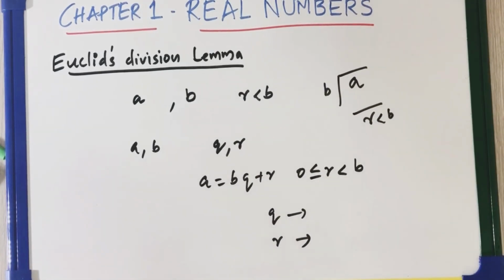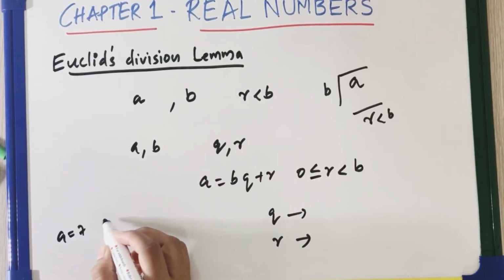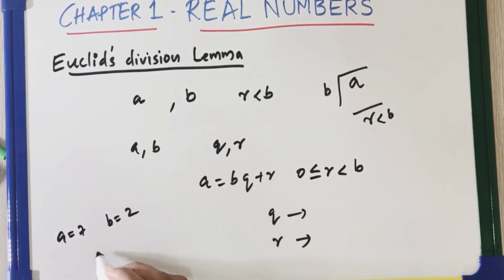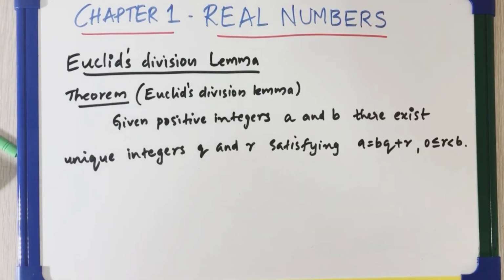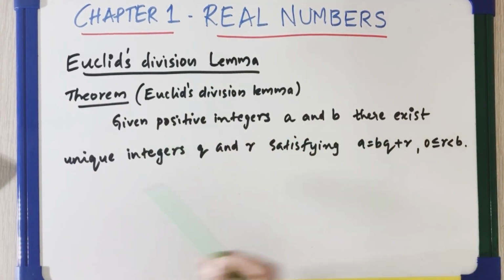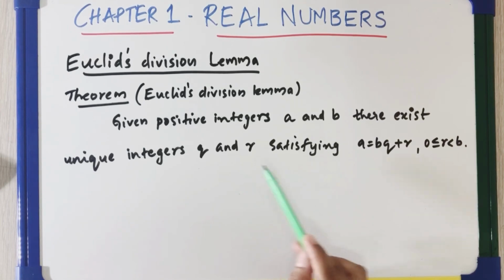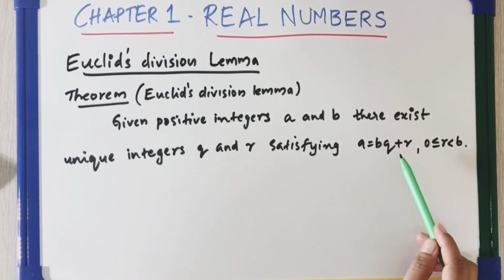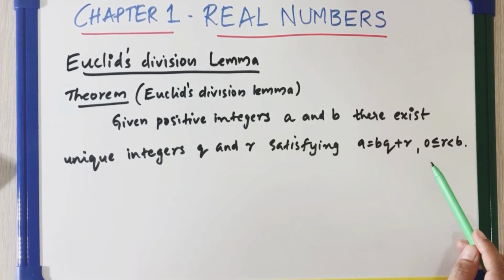For example, take a = 7, b = 2. We can write 7 = 2 × 3 + 1. Here, the remainder is 1, less than 2, and the quotient is 3. Theorem, Euclid's division lemma: given positive integers a and b, there exist unique integers q and r satisfying a = bq + r, 0 ≤ r < b.